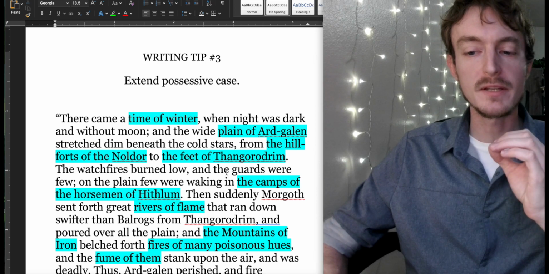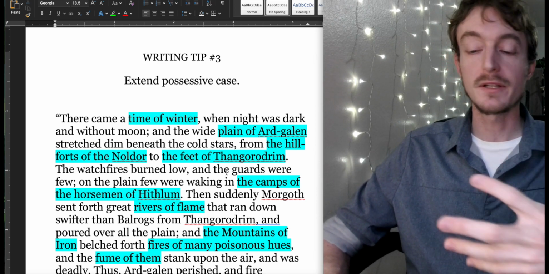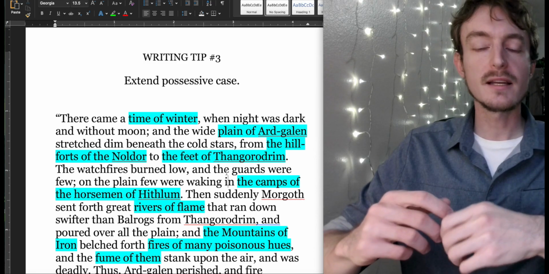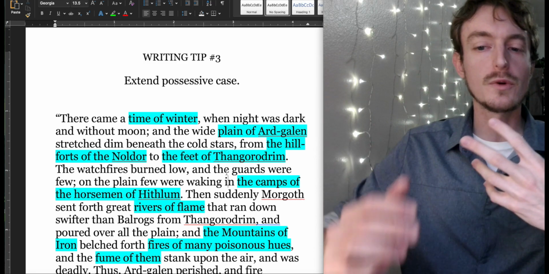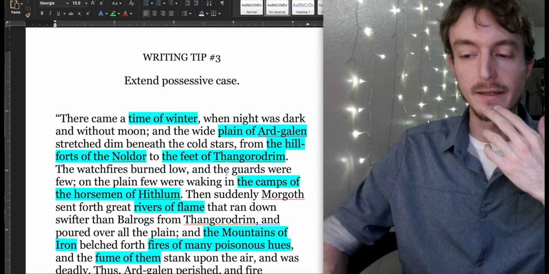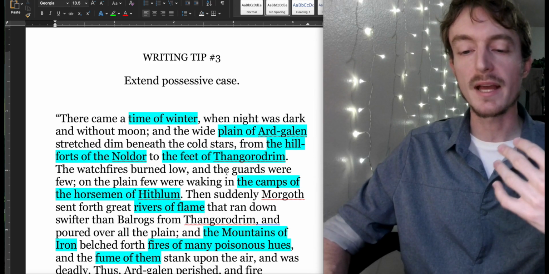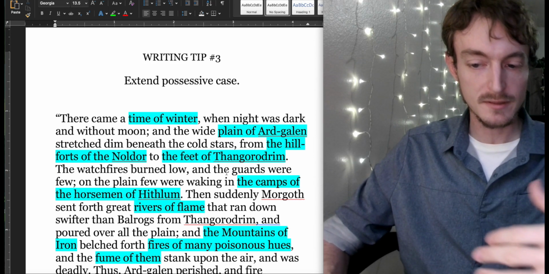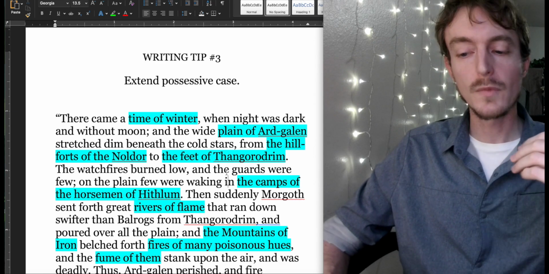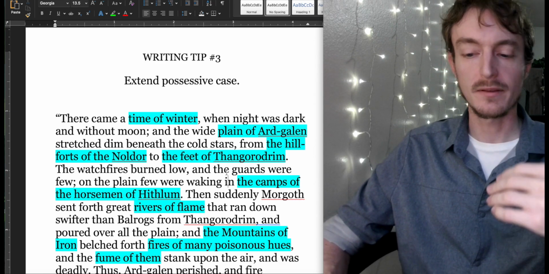The third tip is to extend possessive case. This might not seem obvious at first, but is really obvious once you point it out. Instead of using apostrophe S, Tolkien would use the word of to indicate possessive case. Plain of Ardgallan, hill forts of the Noldor, feet of Thangorodrim, instead of saying Noldor's hill forts, Thangorodrim's feet, or the Hithlum's camps, he would say camps of the horsemen of Hithlum.